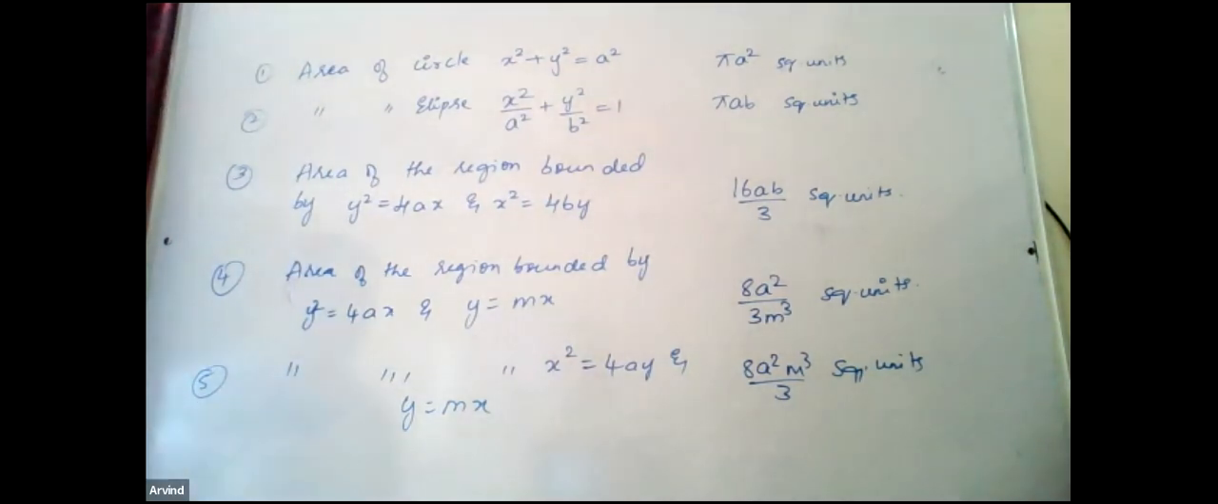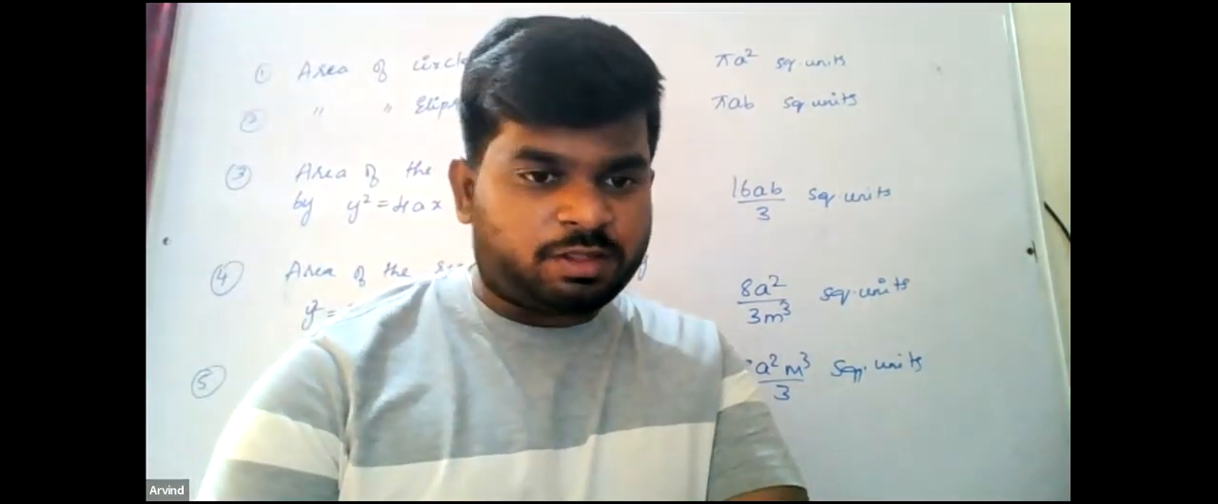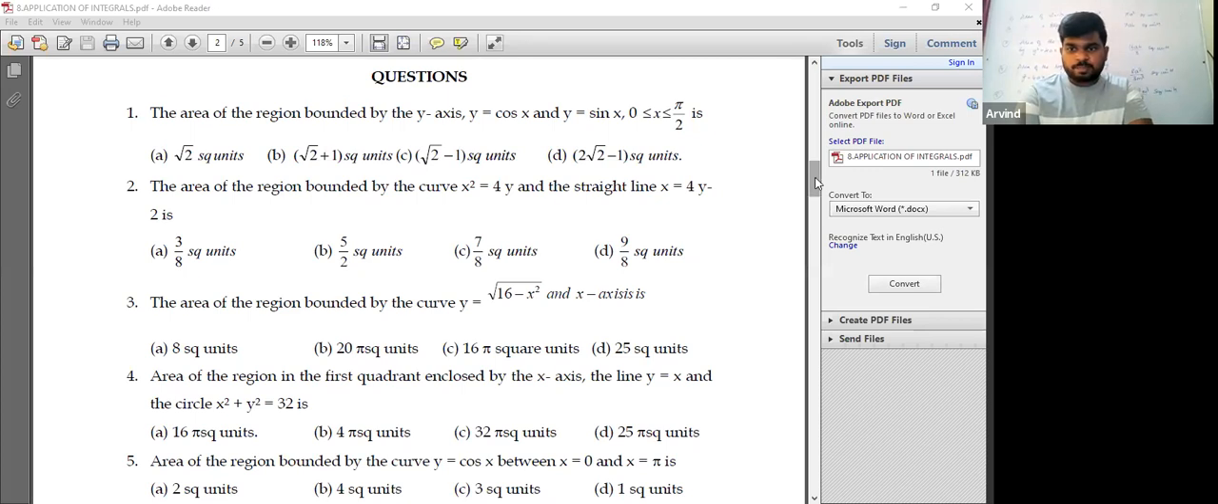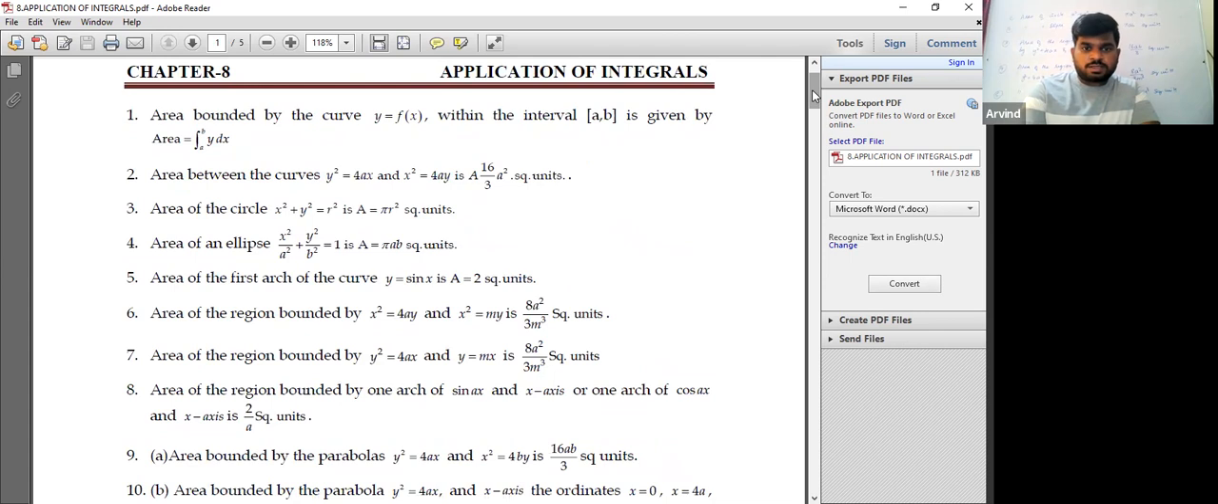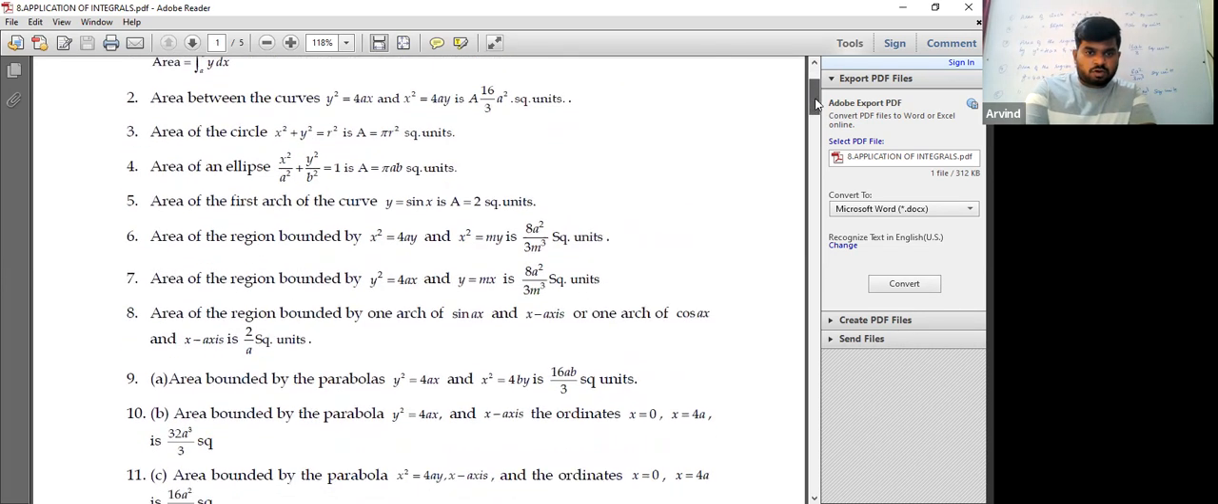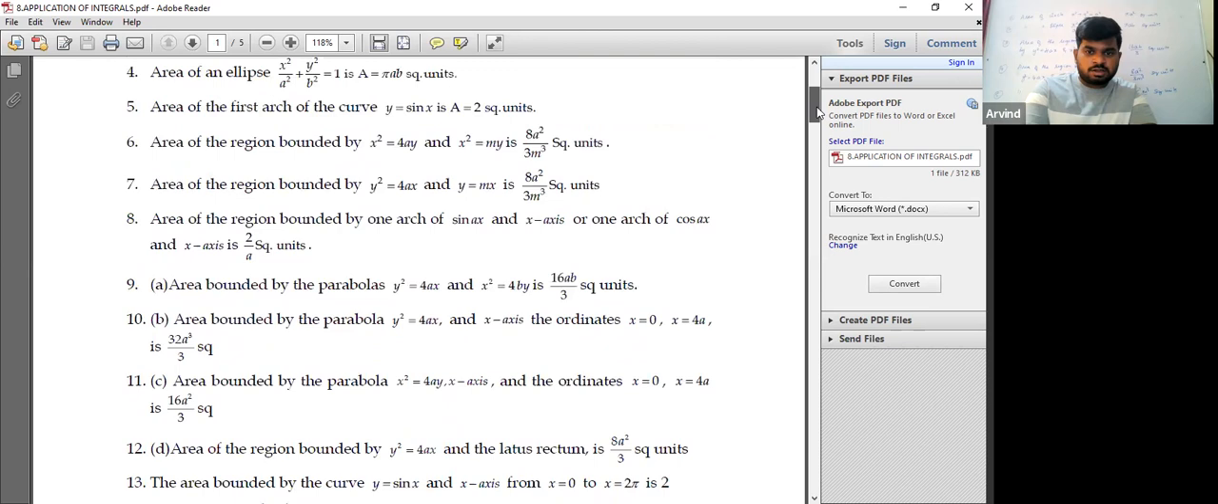There are many other formulas, but for the MCQs which we are going to solve, these are enough. Anyway, you do not copy this. Everything is in the synopsis itself. So all the required formulas are here.